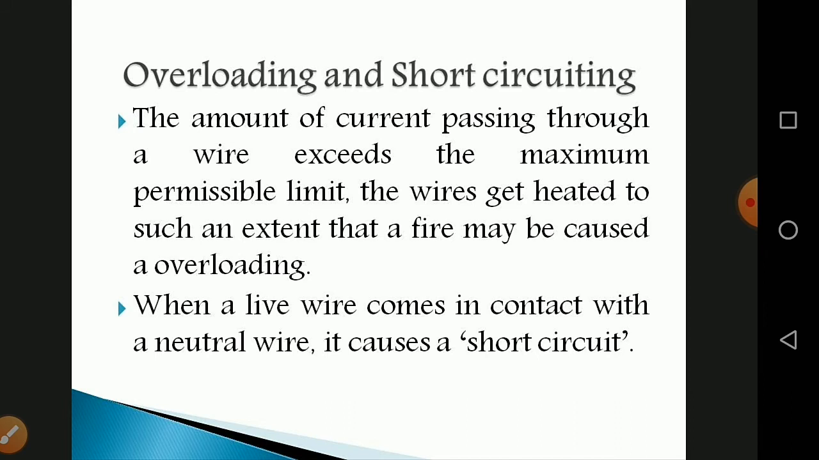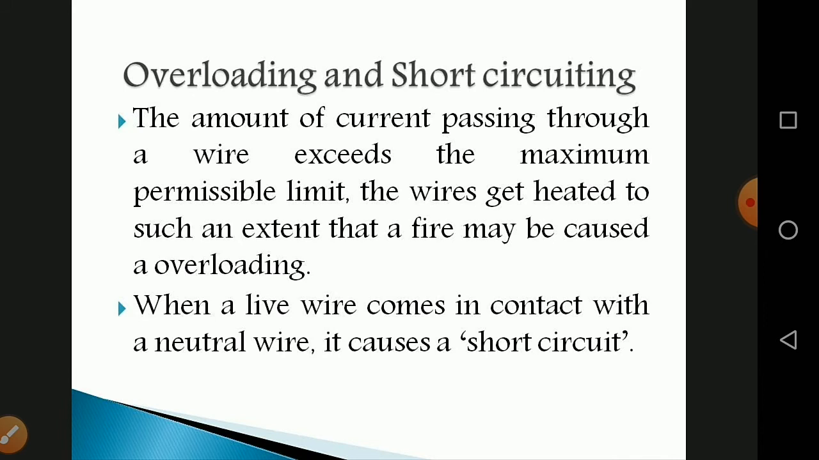When the amount of current passing through a wire exceeds the maximum permissible limit, the wire gets heated to such an extent that a fire may be caused. This is known as overloading.